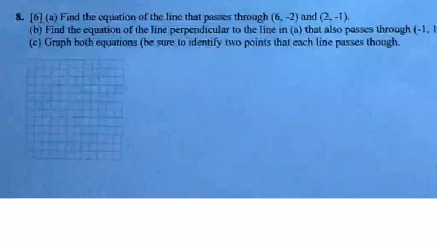Number 8 gives us kind of two parts, actually 3 parts. I need to find the equation of the line that passes through 2 points. Then I need to find another equation that's perpendicular to that line that passes through a different point, and I need to make sure that I graph all of them.